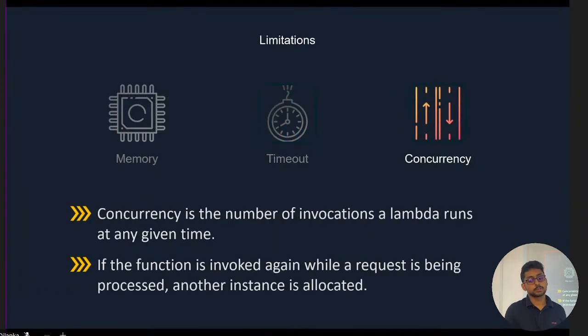The third one is concurrency. By default, it can handle one function. Concurrency is the number of invocations that Lambda can handle at a given time. If the function is invoked again while the Lambda function is processing, it will initiate another instance. So you can maximize that, but it will cost again.